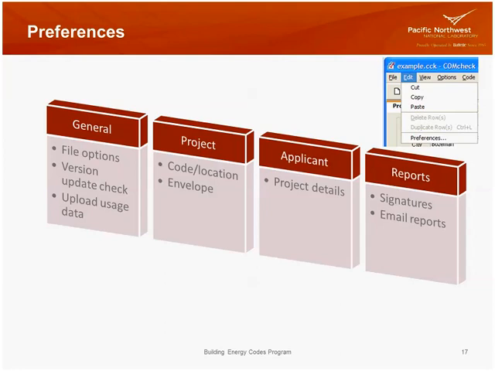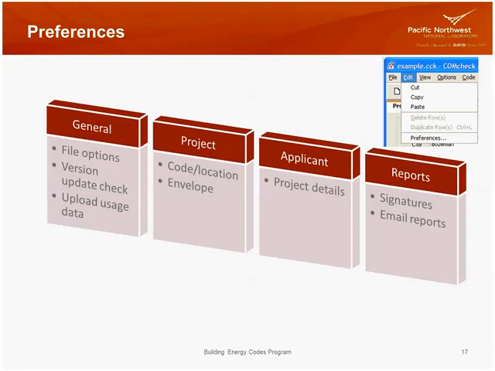Also, there is a preference in COMcheck. A lot of designers might work in one location, and they might be submitting to only one jurisdiction. So to make it a little easier, I want to set some preferences so that I don't have to continually enter that information again every time I start a new project. The preferences, which is a nice feature, are in the general tab, where I can select a file location where I want to save all my projects, and it'll open there every time.